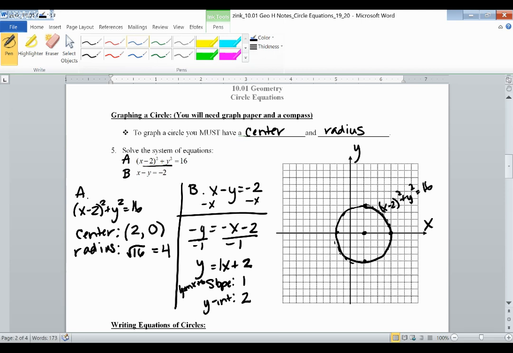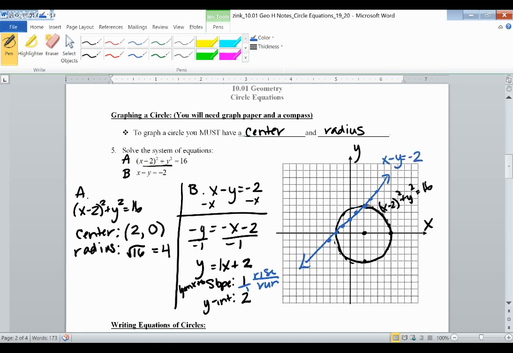I'm going to switch colors and graph my line. So I have a y-intercept of positive 2 and a slope of 1. Remember, slope is rise over run, so that's 1 over 1. So I'm going to go up 1 over 1, up 1 over 1, or down 1, left 1, down 1, left 1. Now use a ruler to connect, which I don't have right here.